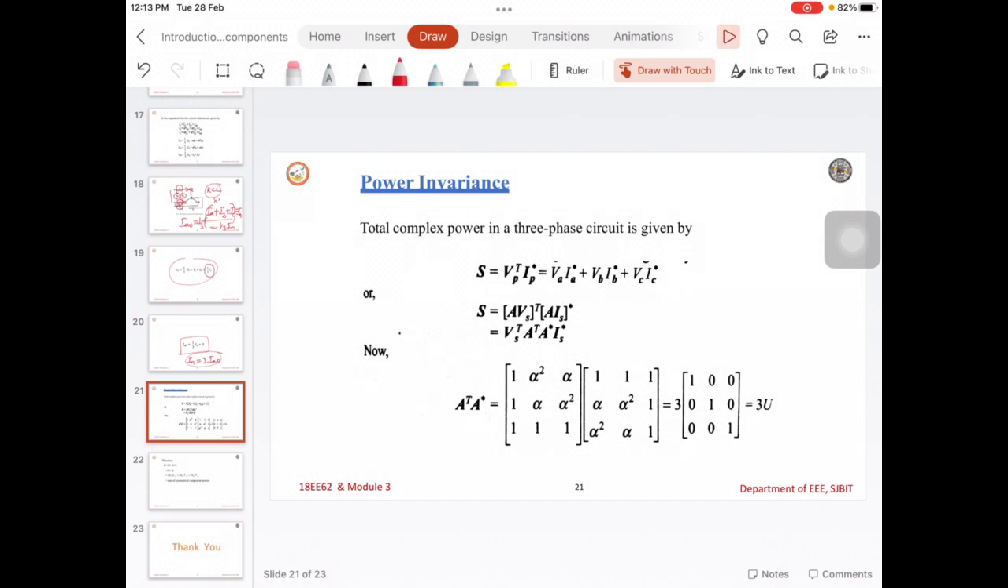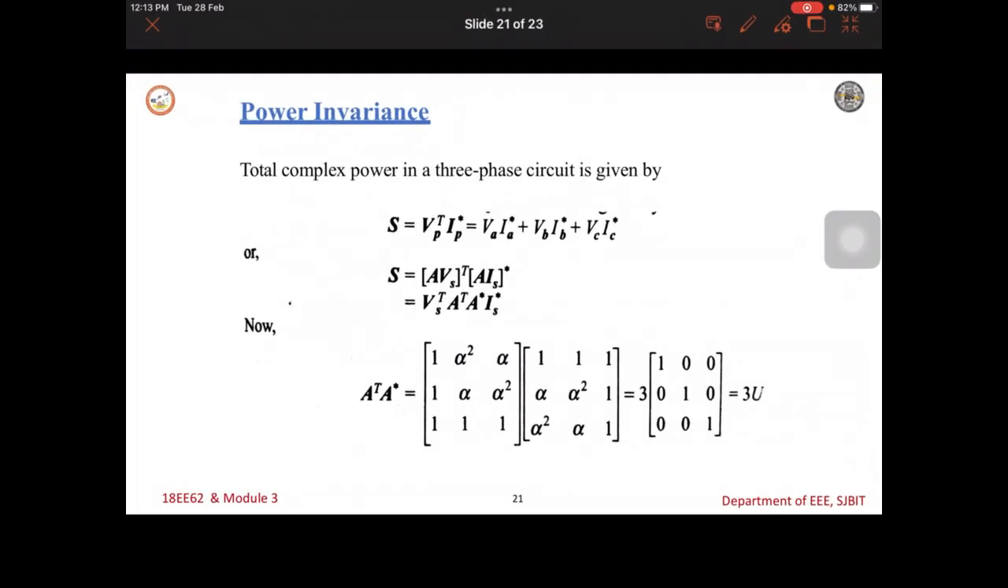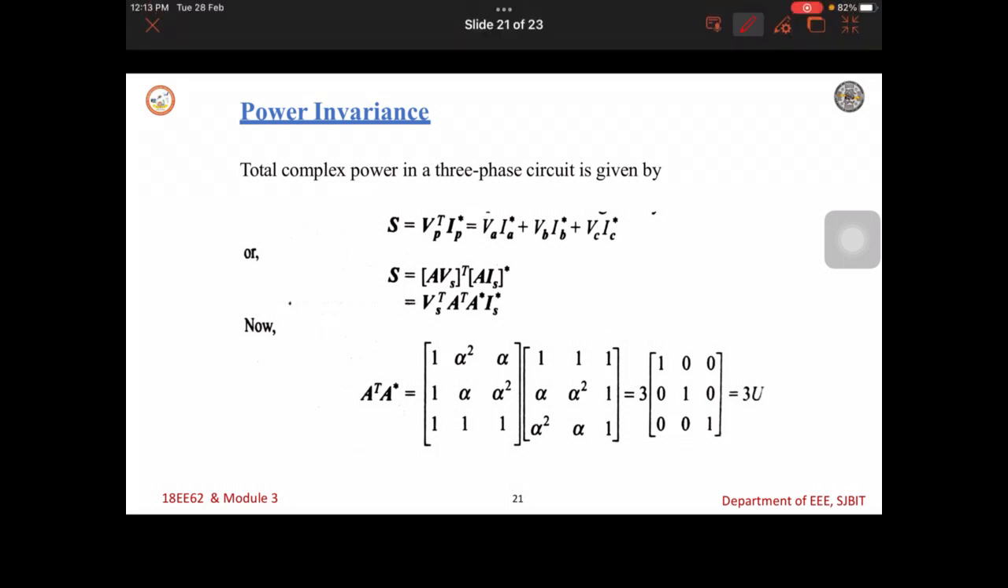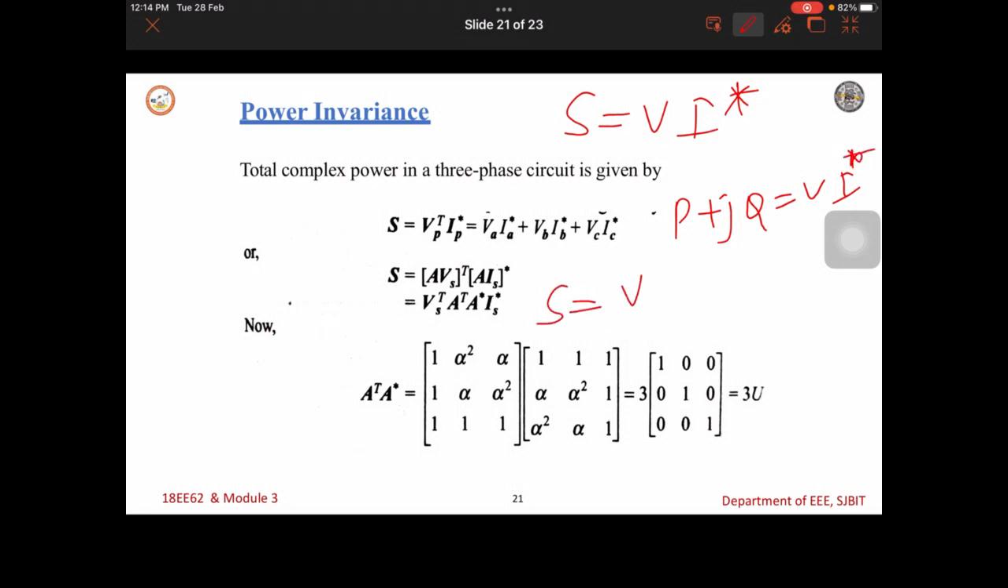Next, we will see the derivation of power invariance. The complex power S is equal to V I conjugate always. That is, P plus jQ is equal to V I conjugate. Suppose you write the complex power in terms of phase voltages and currents: VA IA conjugate plus VB IB conjugate plus VC IC conjugate.